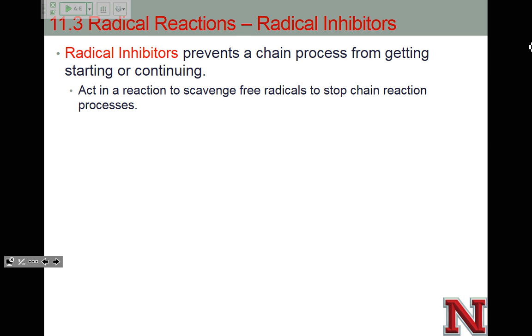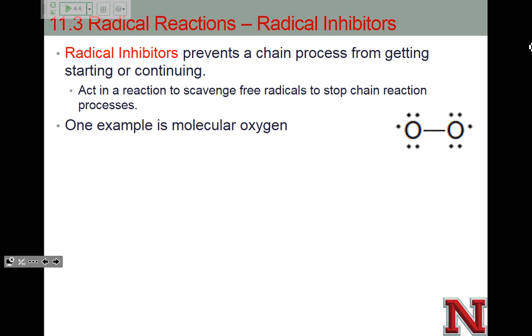One example of that is O2, oxygen in the air, which can be a radical inhibitor because it will basically react with our radical and terminate. So what do we need for a radical inhibitor? For a radical inhibitor, we need something that will react with our radical and then take our radical out of commission. So stabilize it so much to where it won't any longer react. One example is molecular oxygen.